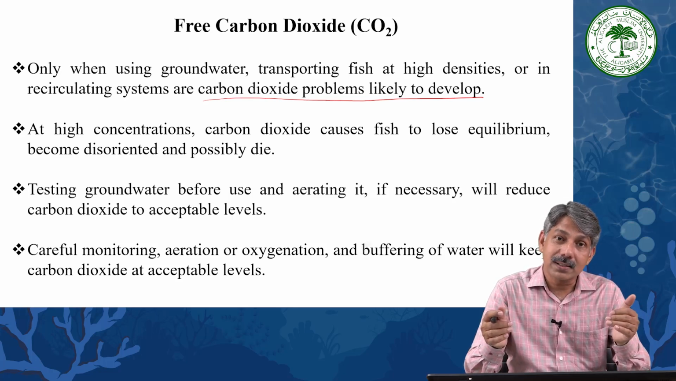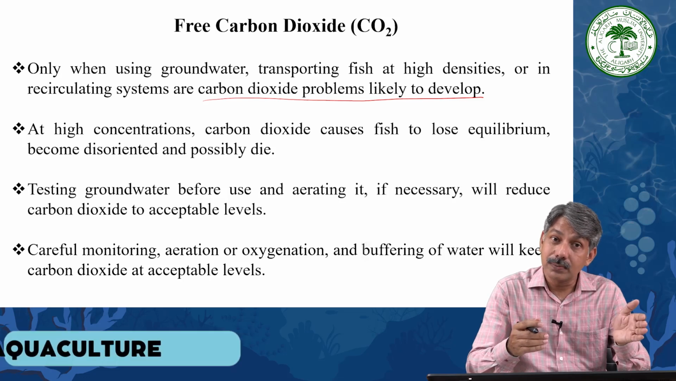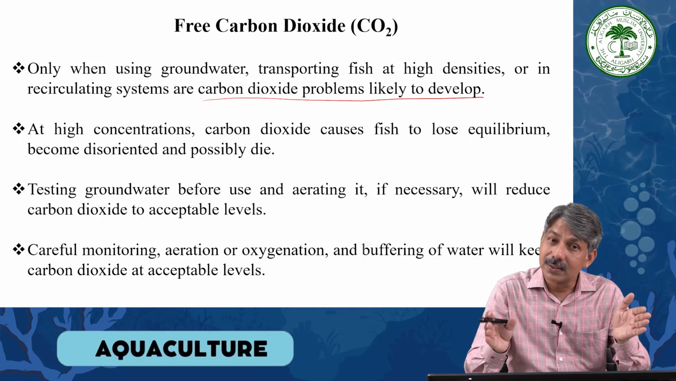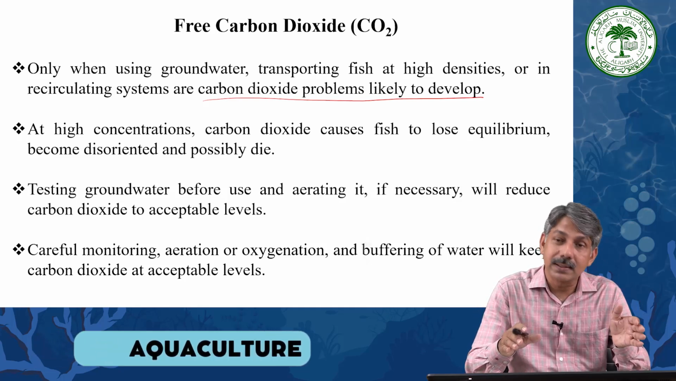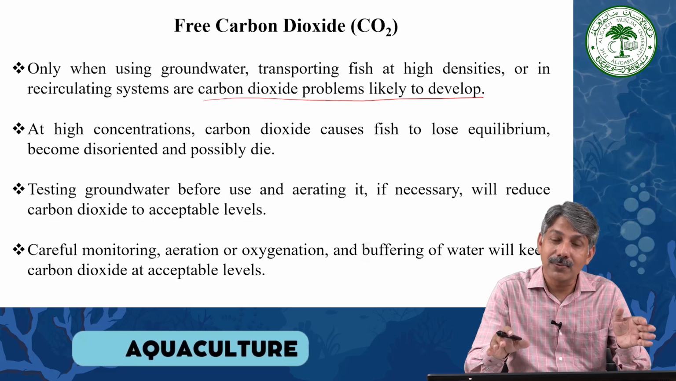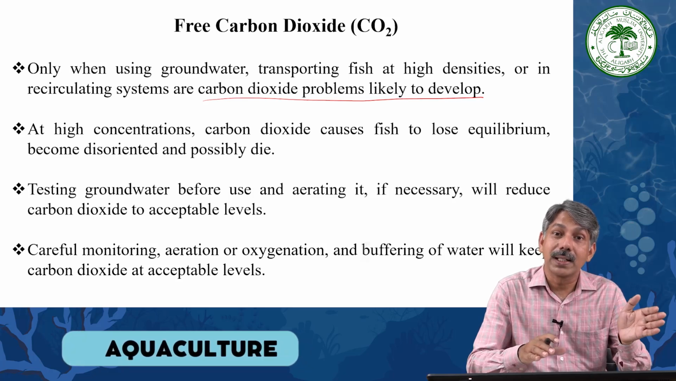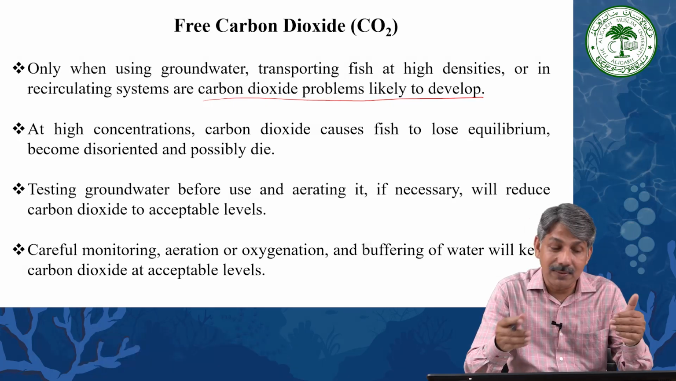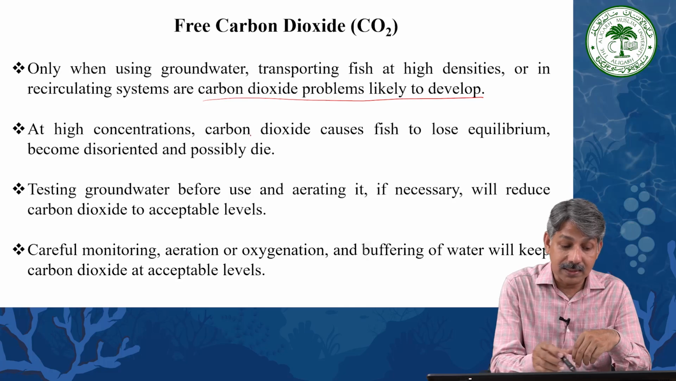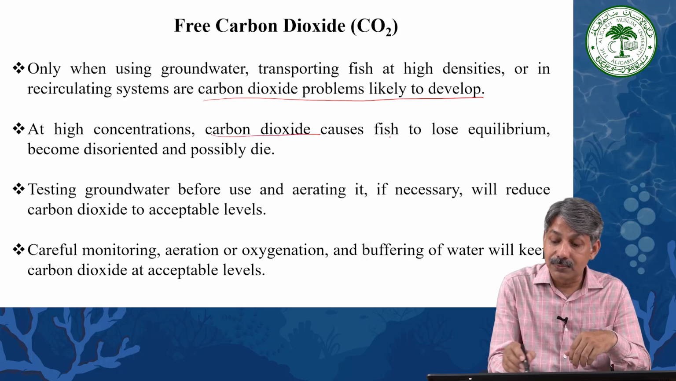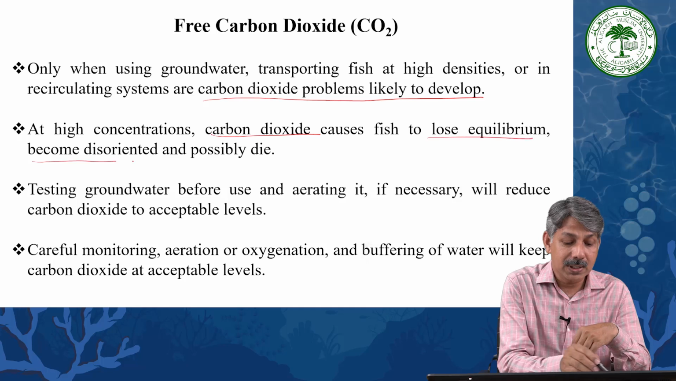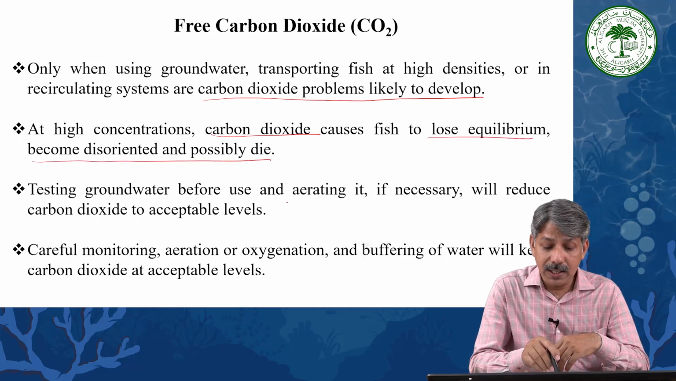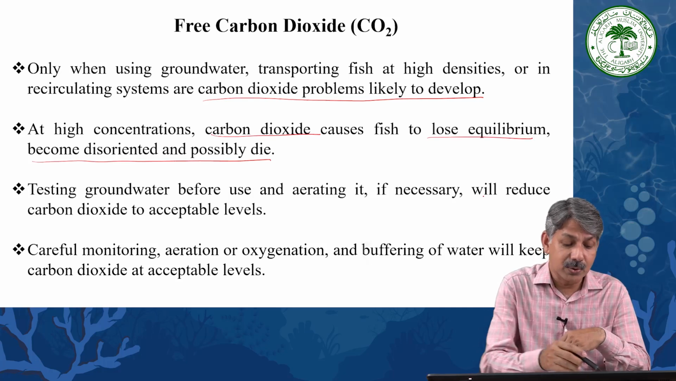In semi-intensive aquaculture systems, I have explained it earlier also, if there are cloudy conditions, the phytoplankton present in the system are not getting enough light for photosynthesis, then you may get more and more free carbon dioxide, and that may adversely impact the entire culture system. At high concentrations, carbon dioxide causes fish to lose equilibrium, become disoriented, and sometimes die. Testing groundwaters before use and aerating it, if necessary, will reduce carbon dioxide.